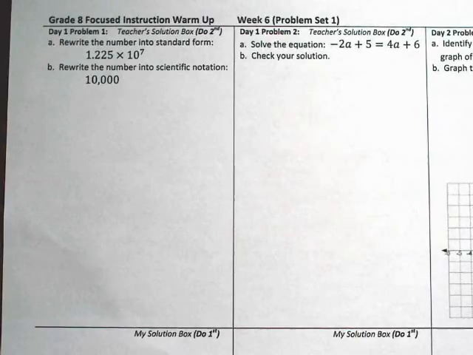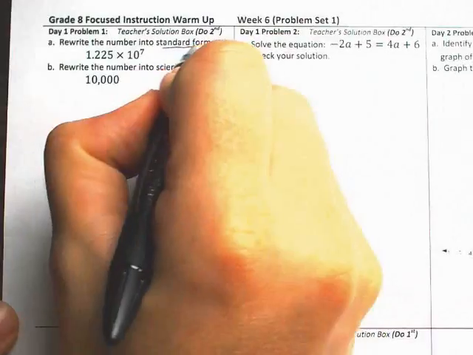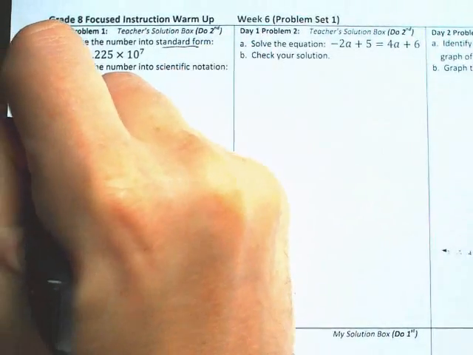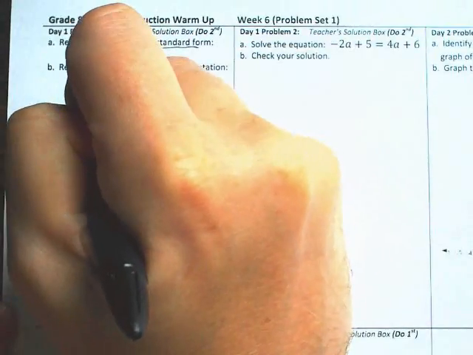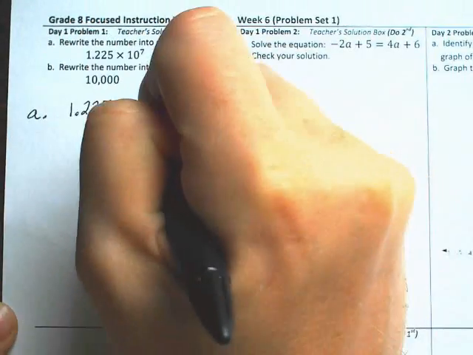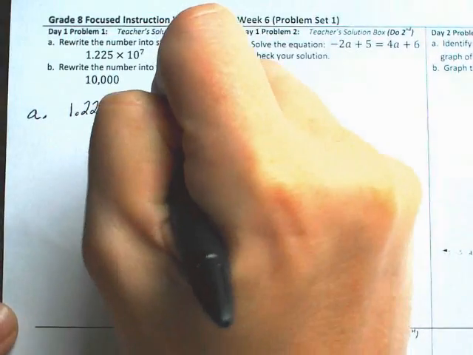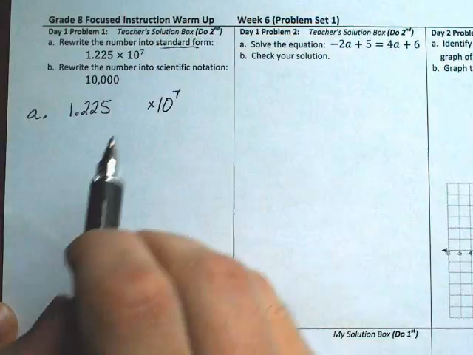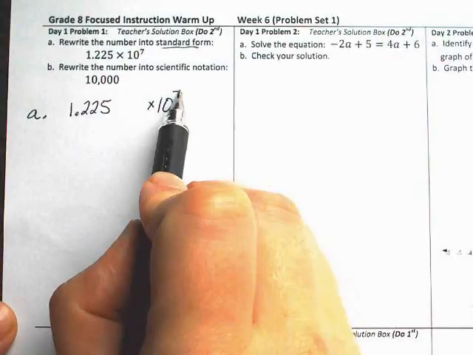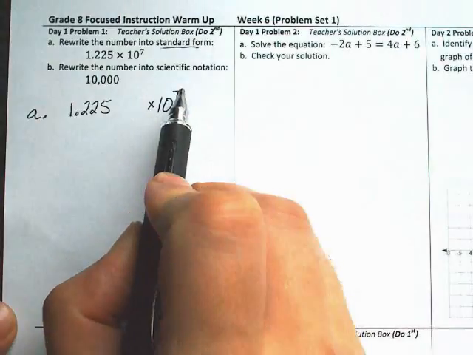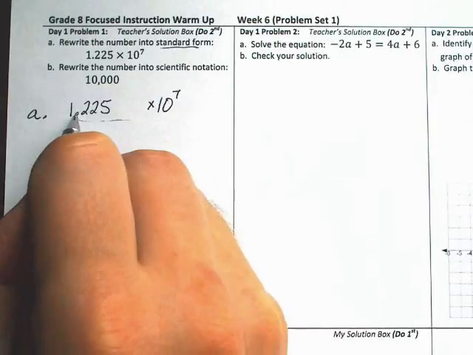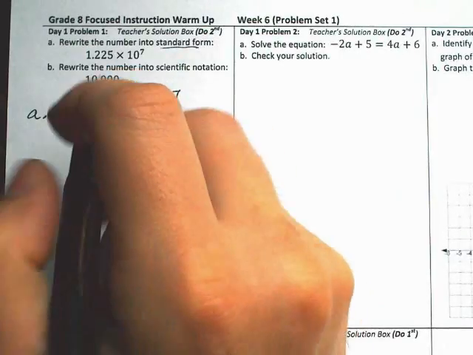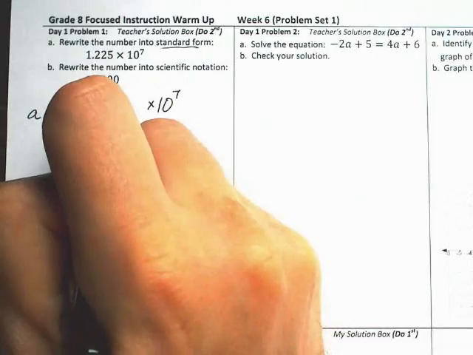Day 1, Problem 1, Part A. Rewrite the number into standard form. I'm going to copy down that number, and then make use of the exponent on the 10, positive 7, to move the decimal point to the right, creating a larger number. And so here we go.